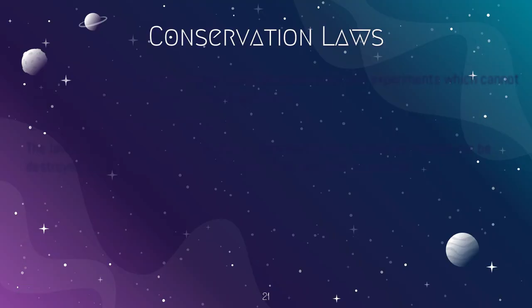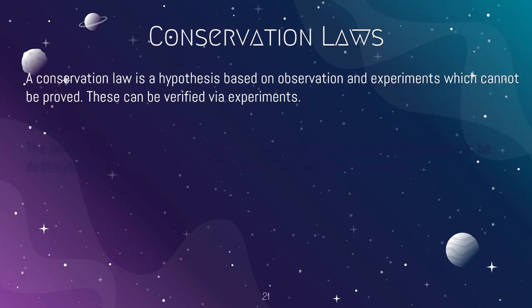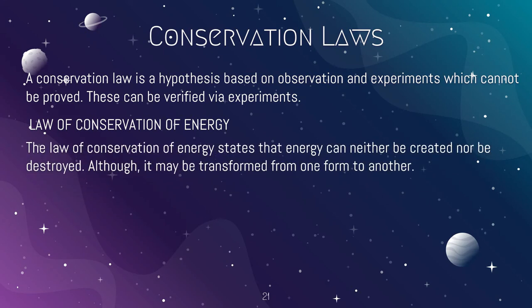Now let us study conservation laws. First of all, we should know what are conservation laws. Conservation laws are nothing but hypotheses based on observation and experiments which cannot be proved. However, they can be verified by experiments. So the first law we are having is the law of conservation of energy. The law of conservation of energy states that energy can neither be created nor be destroyed. However, it may be transformed from one form to another.